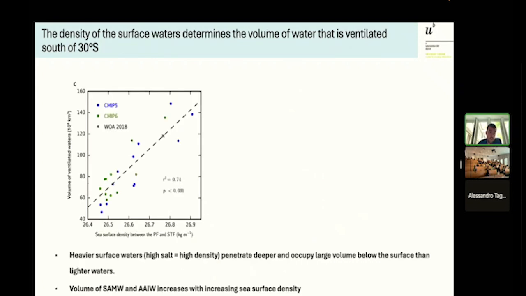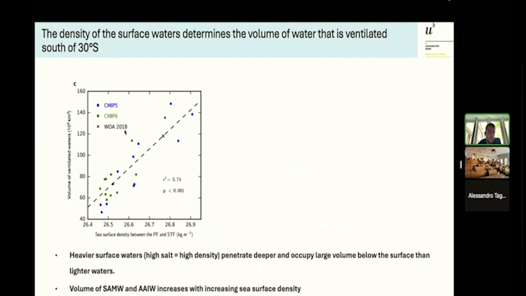And if you look then in the models, a large quantity of models from CMIP5 and CMIP6, we get this nice relationship between the sea surface density or salinity. We can put in whatever variable you want here, it's going to be the same plot, and the volume of ventilated waters, which we calculated for each model. And you can see that the higher the sea surface density between the polar front and the subtropical front is, the higher is the volume of ventilated water in the interior ocean. So higher surface density, more water is getting into the interior Southern Ocean. And we get this nice line.